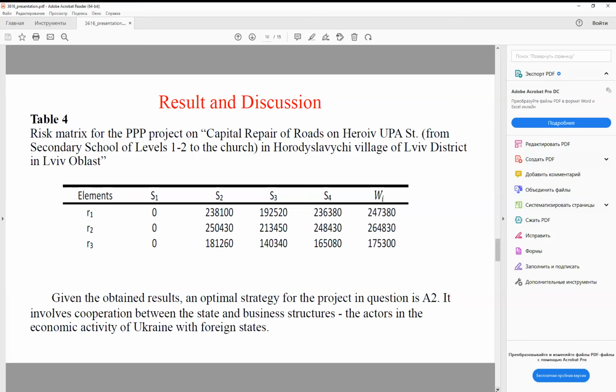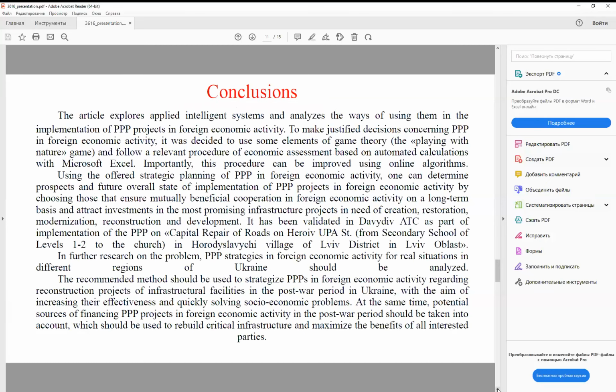an optimal strategy for the project in question is A2. It involves cooperation between the state and the business structure, the actors in the economic activity of Ukraine, with foreign states. And now, in conclusion, the article explores applied intelligence systems and analyzes the ways of using them in the implementation of PPP projects in foreign economic activity to make justified decisions concerning PPP in foreign economic activity.